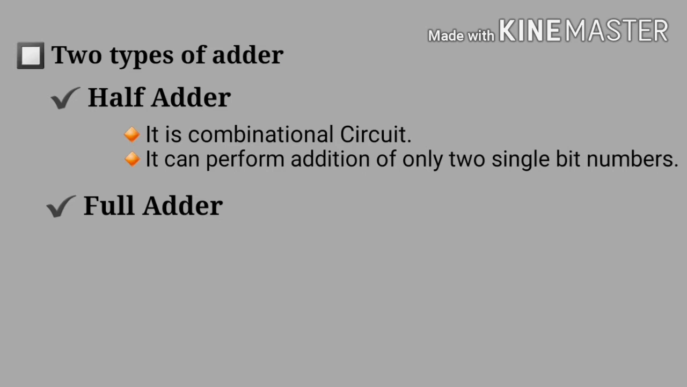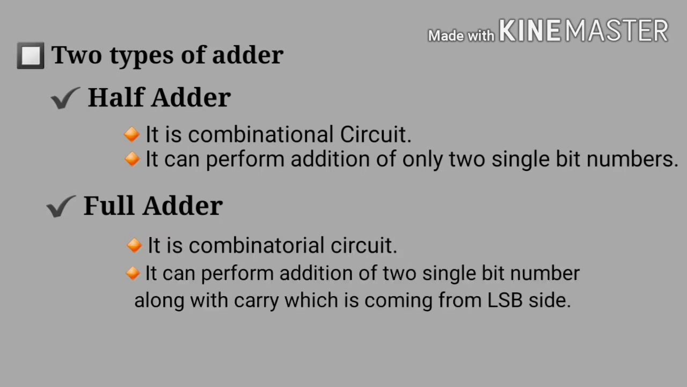Full adder is again a combinational circuit. It can perform addition of two single bit numbers along with the carry which is coming from the LSB side. So it can overcome the disadvantage of half adder. So in this section, with the help of truth table and K-map, we will figure out the circuit diagram for half adder and full adder circuit.